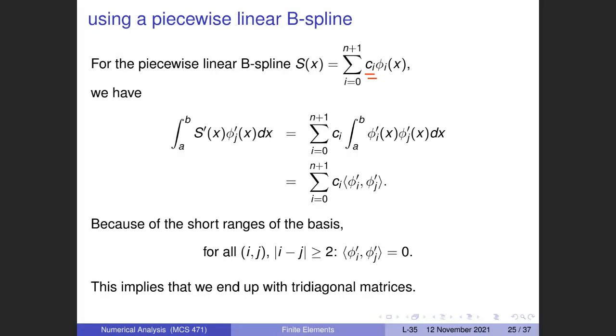Let's see what happens. What we find at the left-hand side, after the integration by parts, is that we have a sum of inner products multiplied with the unknown coefficients. So we have an extra property here. We have the orthogonality of the basis, but that actually also extends to the derivatives. So what are the derivatives of the tent-shaped functions? The derivatives are step functions.